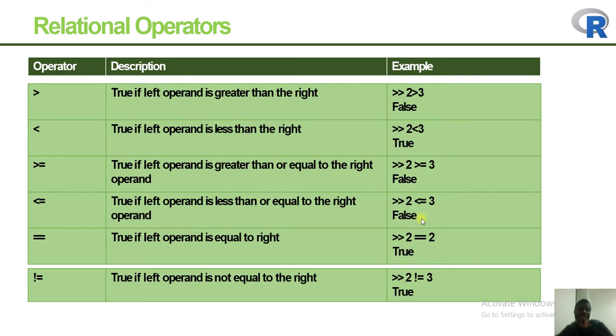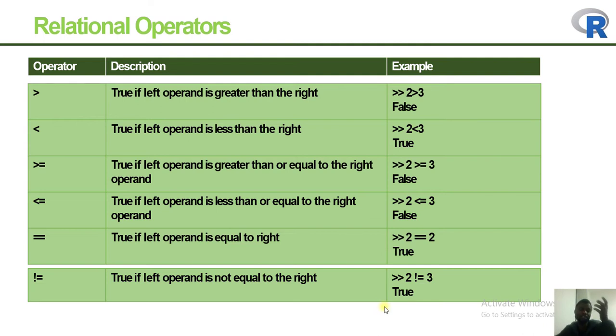So here we have true if the left operand is equal to the right operand. And this was exactly what I was saying when we were talking about the assignment operator, and the equal to exclusively used for assigning variables in R. So if you want both the left to equal the right hand side, what you would do is to use the double equals to sign.